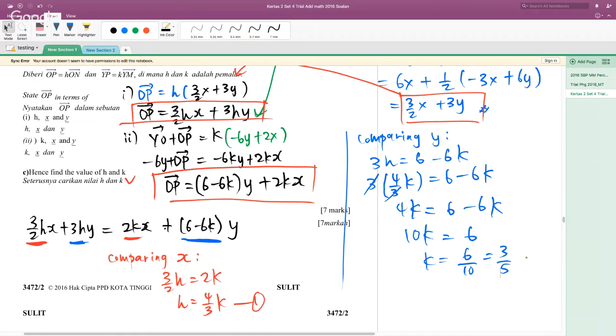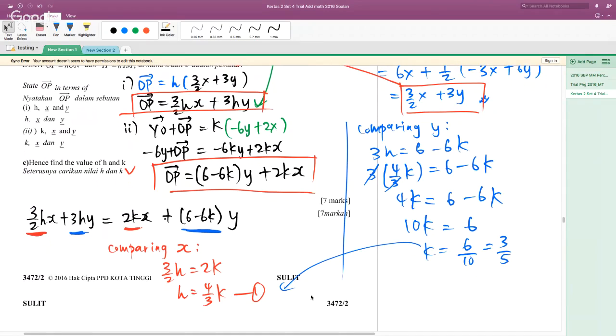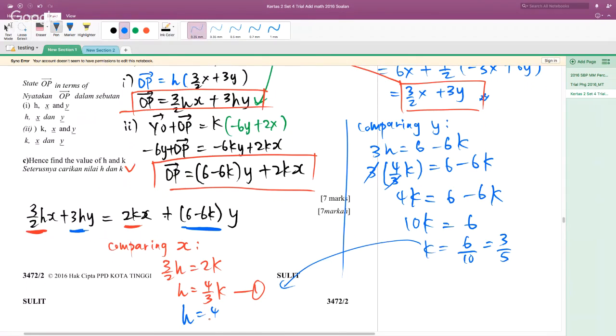If I got this one, I'm going to substitute it back to find the h. So I want to find h. h is equal to 4 over 3 multiply 3 over 5. So h equals 4 over 5. All right, so yeah, this is the answer.